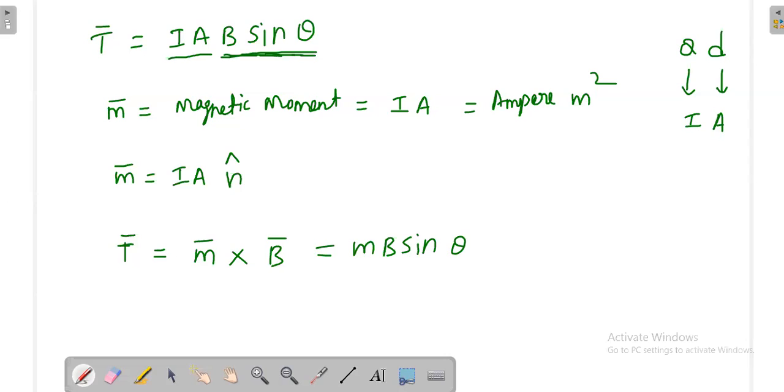What is the direction of m? That is n cap. So what is theta? Theta is the angle between m bar, whose direction is n cap, and b bar. Theta is the angle between n cap and b bar.